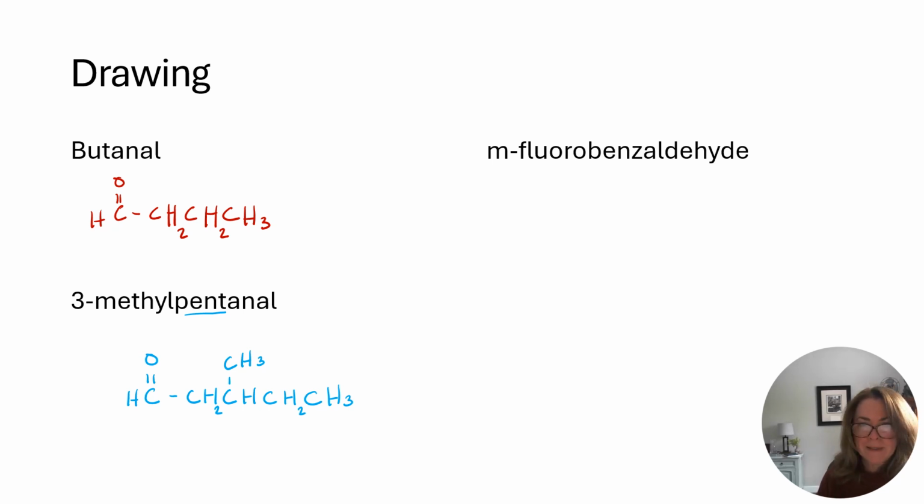All right, so my last one is an aromatic. It's an m-fluorobenzaldehyde. So let me go ahead and draw my benzene ring. And let's put my aldehyde here. All right, m designation means that my fluorine is right here. All right, that is it.